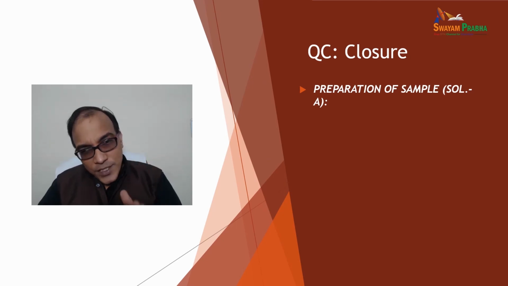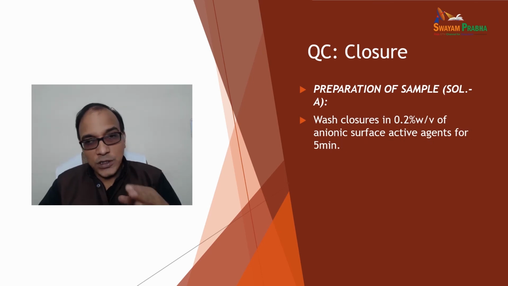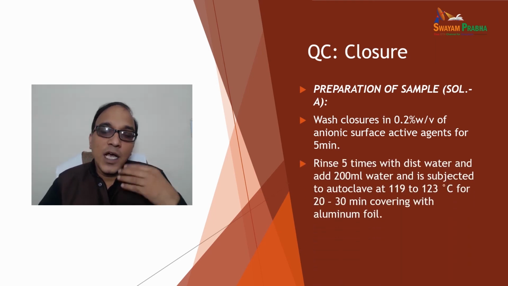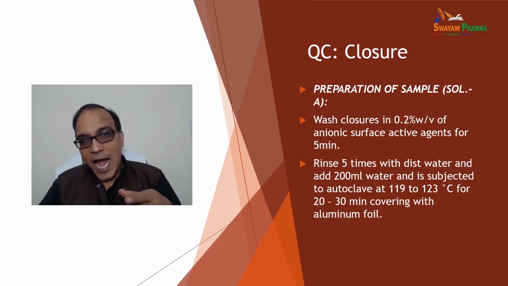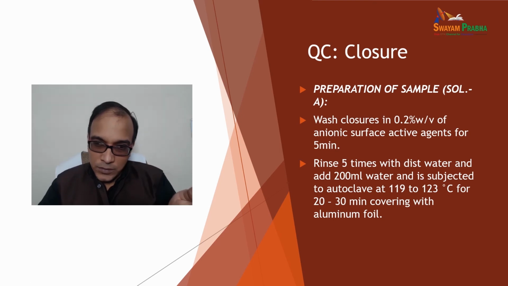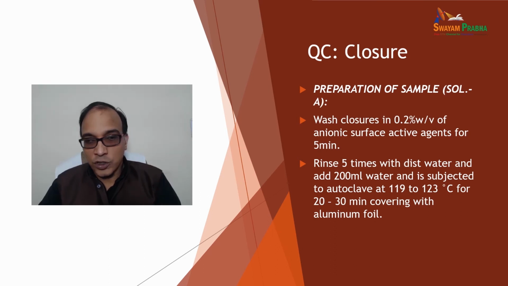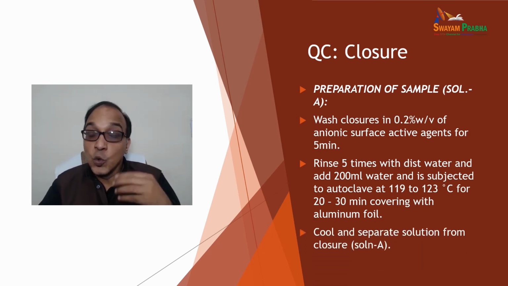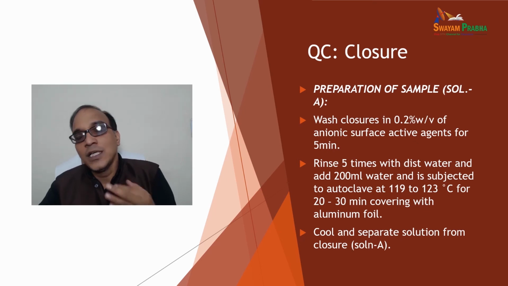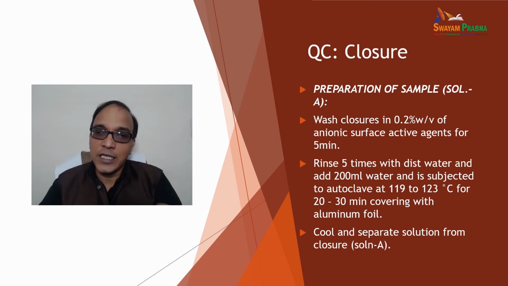Preparation of sample is a common step. You will have to prepare a solution A. How? Wash the closures in 0.2% weight by volume of anionic surfactant for 5 minutes. Rinse 5 times with distilled water and add 200 ml of water and subject to autoclave at 119 to 123 degrees Celsius for 20-30 minutes, covering with aluminum foil, and then cool and separate the solution from closure. This is the solution A. So now you have got the solution A and it will be used again and again in the quality control tests.